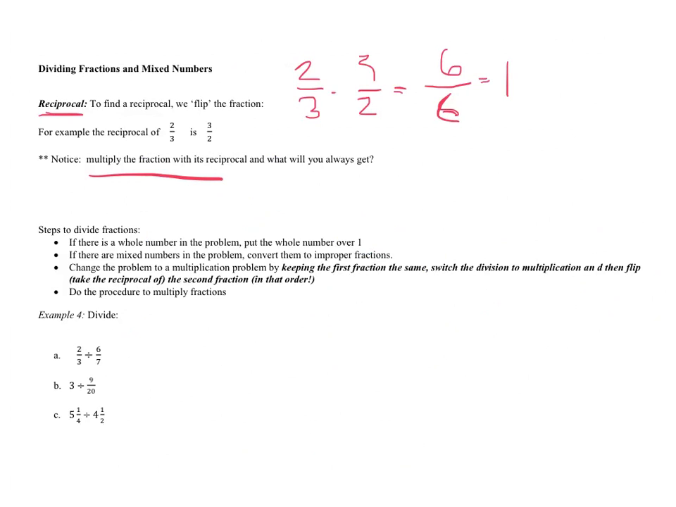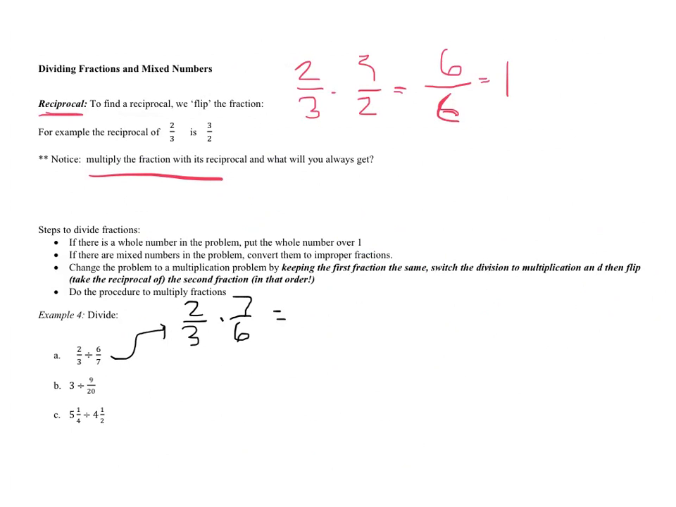Okay, so let's see what this looks like in our first example. 2/3 divided by 6/7. If we're going to divide these two fractions, we'll first notice that there are no whole numbers, there are no mixed numbers. So step 3, we keep our first fraction the same, 2/3, change the division to multiplication, and then 6/7, we take its reciprocal, 7 over 6.